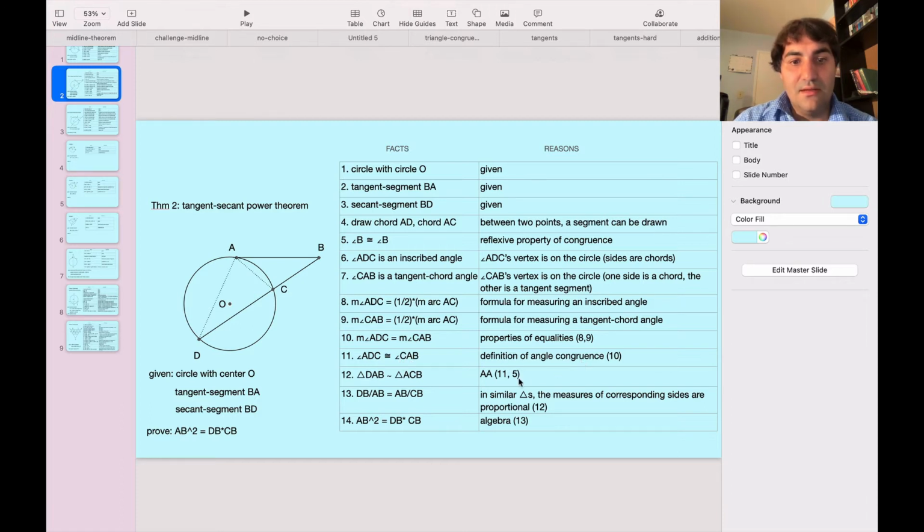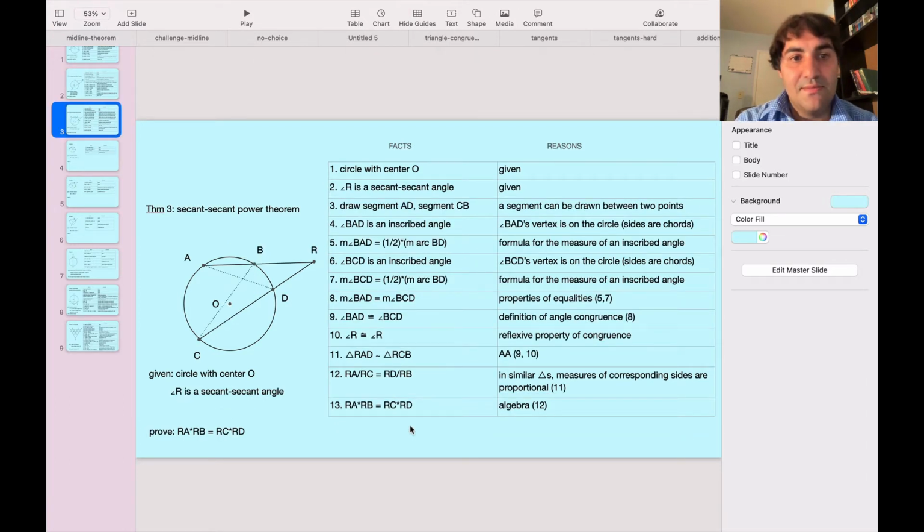I can use the angle theorem using what I have in 11 and what I have in 5, and I get triangle DAB, this big triangle, is similar to triangle ACB. Make sure that you get the ordering correct so you can do the proportions correctly. So I'll just read out the ordering. DB divided by AB equals AB divided by CB, because in similar triangles, the measures of corresponding sides are proportional. We do some algebra, and then we get AB squared is equal to DB times CB.